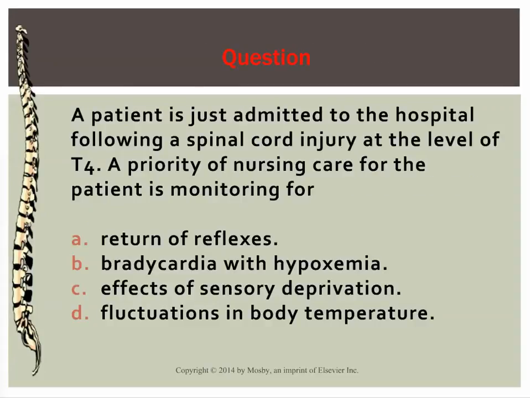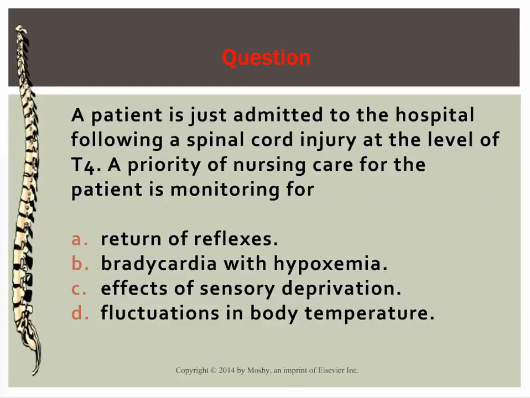Let's do a few questions. A patient is just admitted to the hospital following spinal cord injury at the level of T4. A priority of nursing care for the patient is monitoring for what? Return of reflexes, bradycardia with hypoxemia, effects of sensory deprivation, or fluctuation in body temperature.